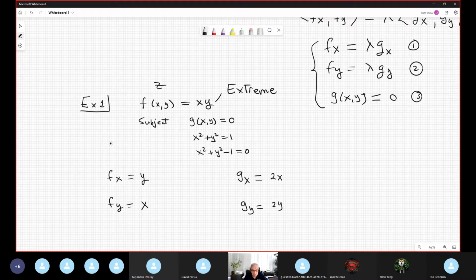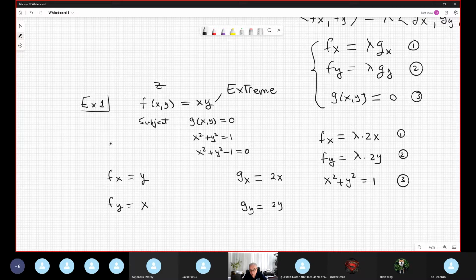Okay. The Lagrange says, well, this component f of x is equal to lambda times 2x. And f of y is equal to lambda again times 2y. We have two equations. The third equation is x squared plus y squared minus 1 equal to 0, or equal to 1. It's the same, equivalent, algebraic. And this is my system that I need to solve.